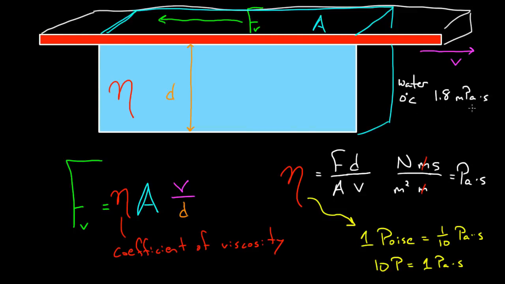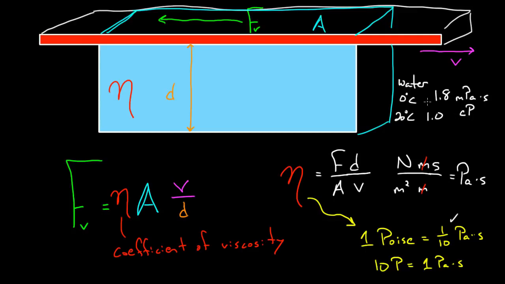And another way to say that, look at millipascal seconds, that would be a centipoise, cP. Because a poise is already 1/10 of a Pascal second. Remember, one poise is 1/10. And so a centipoise is really a millipascal second. Or water at 20 degrees Celsius is 1.0 millipascal seconds, or centipoise.